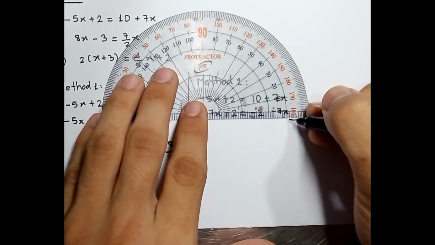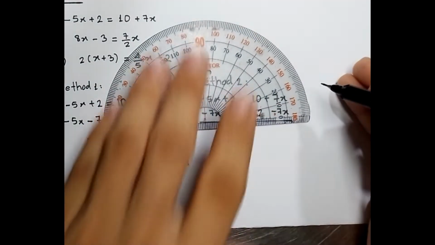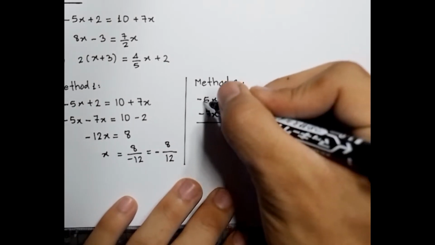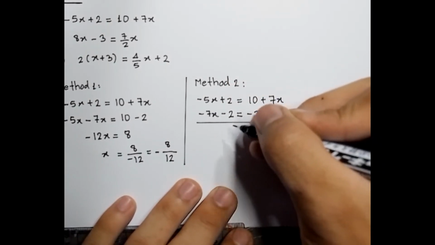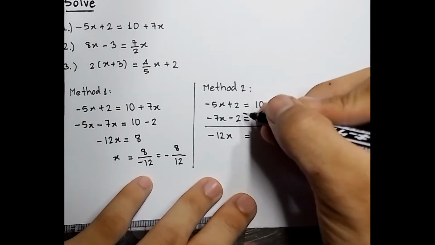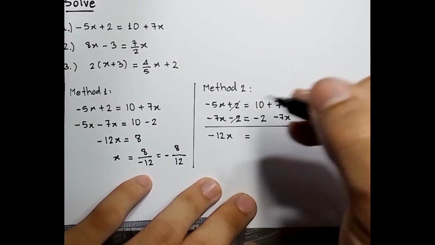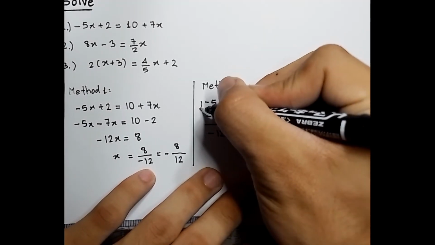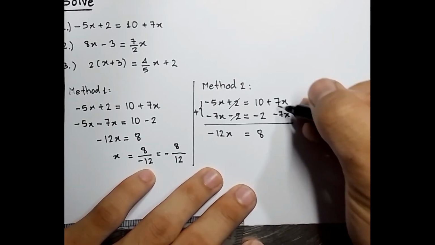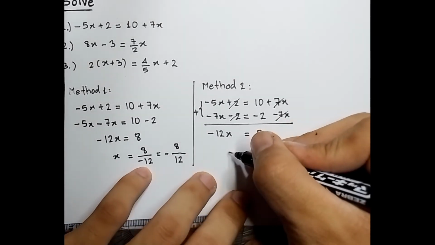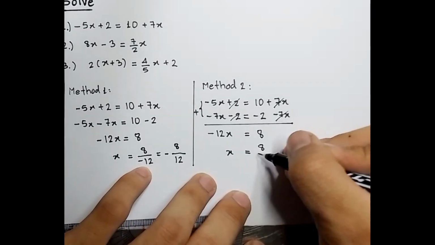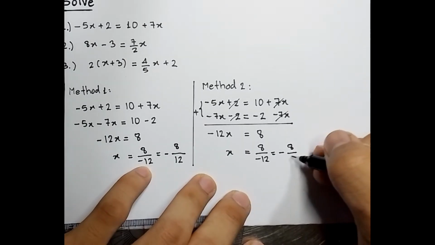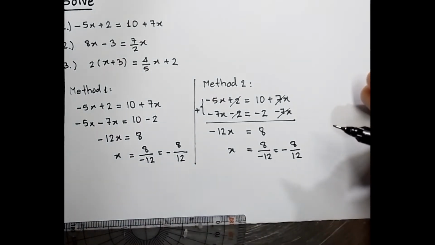We're going to add these two equations together. Minus 5x plus minus 7x gives us minus 12x. Positive and negative cancel. 10 minus 2 is 8. Remember to add the equations together. Positive and negative cancel, so now we have x equal to 8 over negative 12. It's the same as the first method, except for how you solve the beginning part of it.